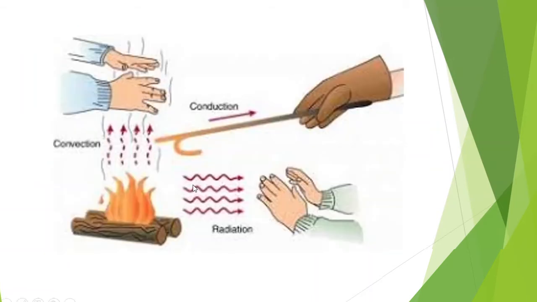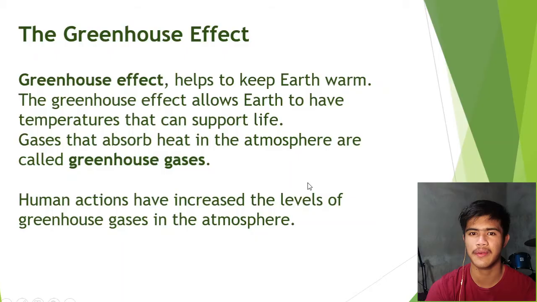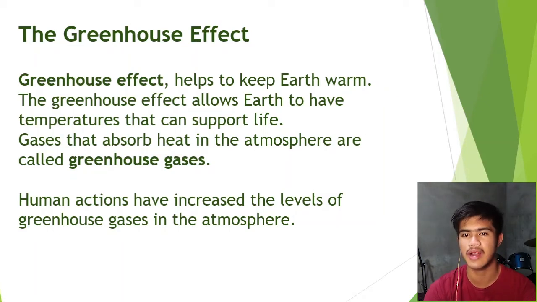We feel that same energy around us, for example, when we stand near a fire. What is the greenhouse effect? Earth is a comfortable place for living things. It's just the right temperature for plants and animals, including humans, to thrive. Why is Earth so special? Well, one reason is the greenhouse effect.